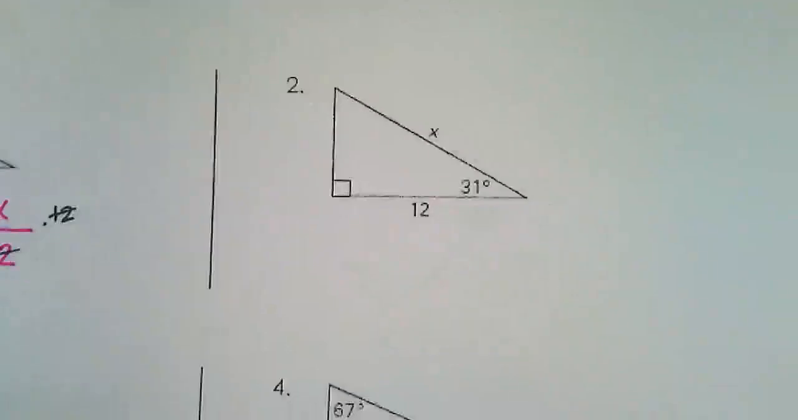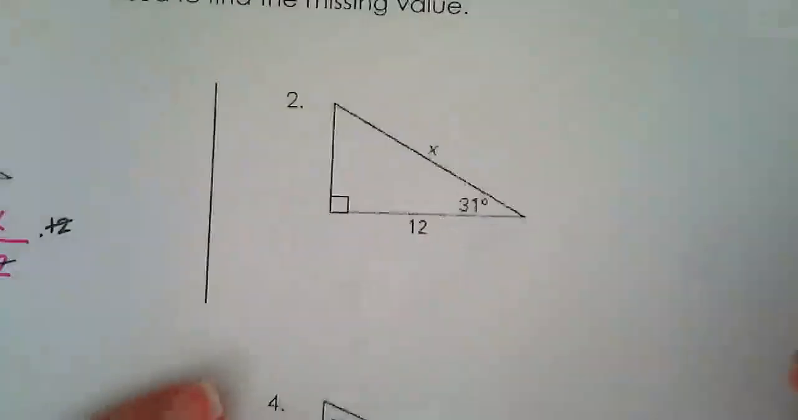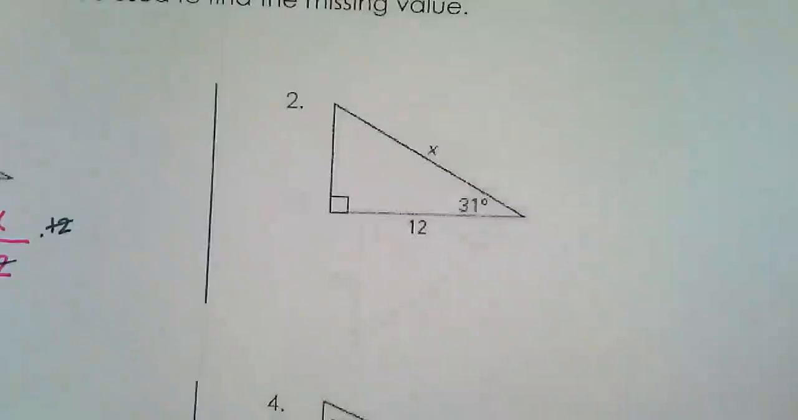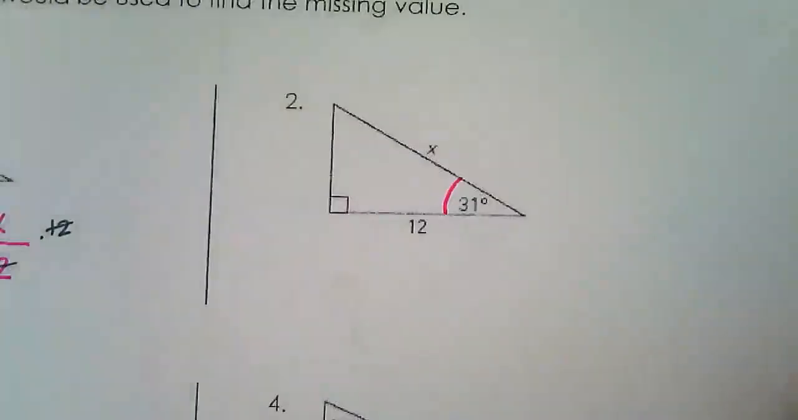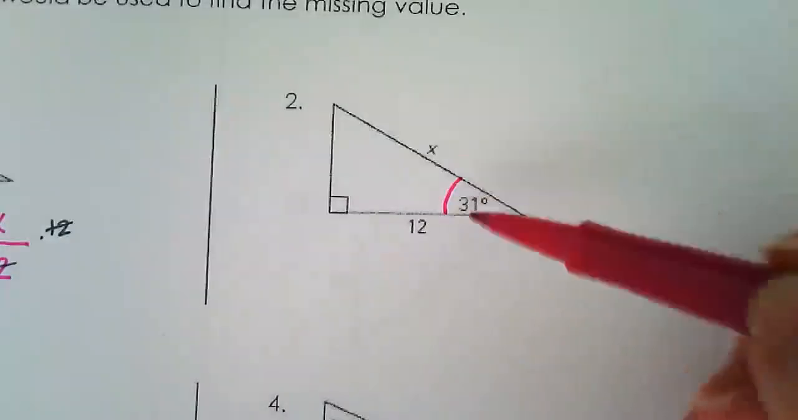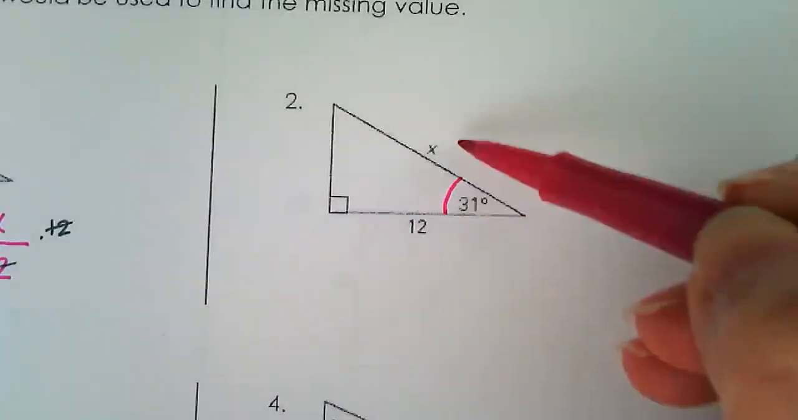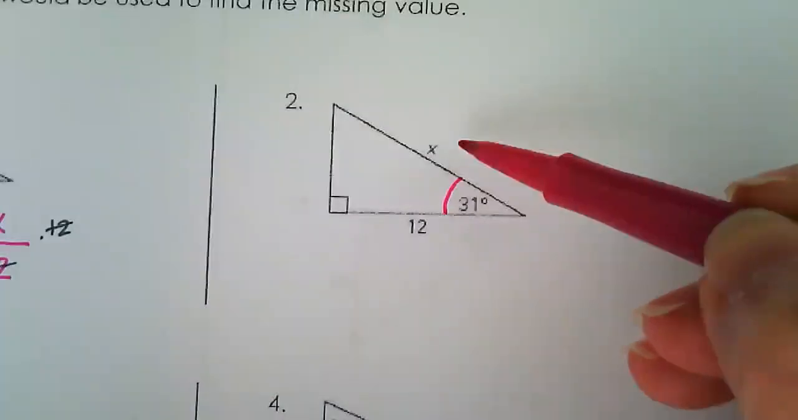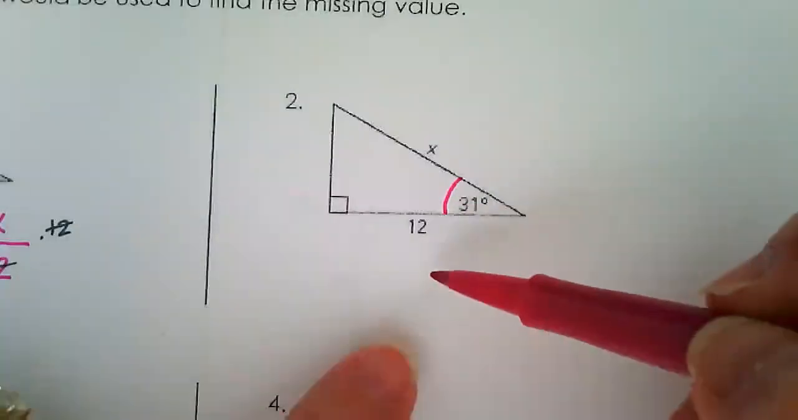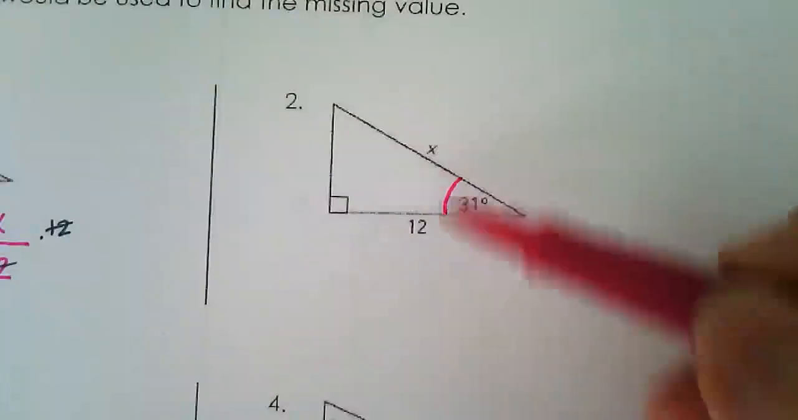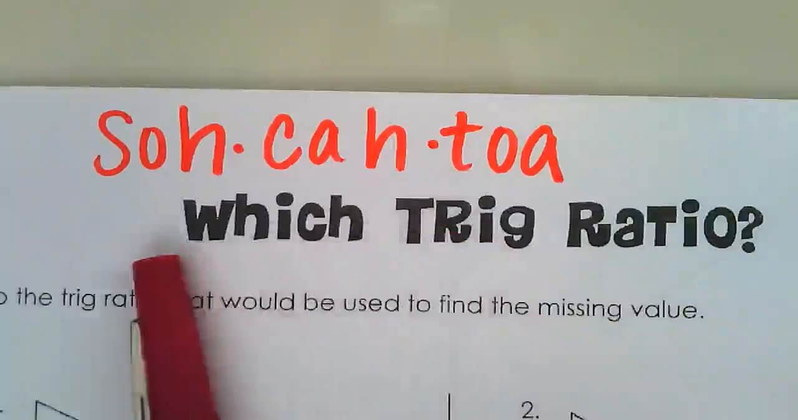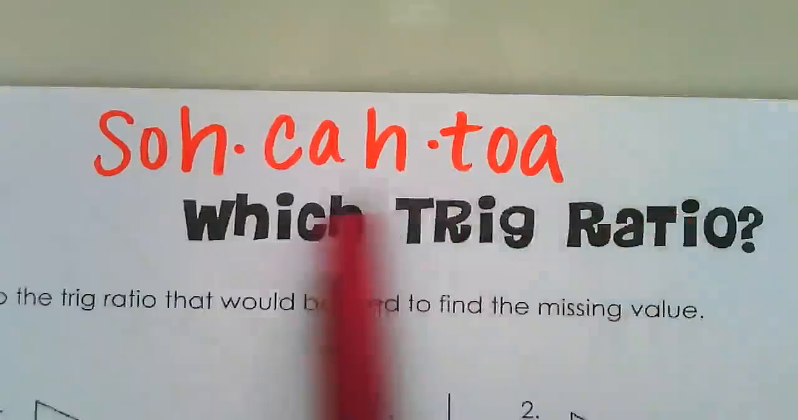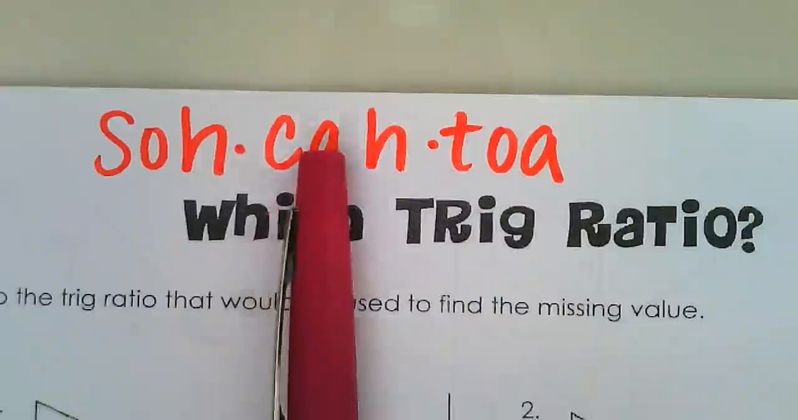All right, number two, here we go. First thing we need to do is analyze what we know about this triangle. So we have this angle, and again, it doesn't matter what letter angle it is at all. But from this angle, we know the hypotenuse is actually what we're trying to find. And we know the adjacent. So if we know the hypotenuse and the adjacent, which trig ratio are we going to use? Right, cosine.